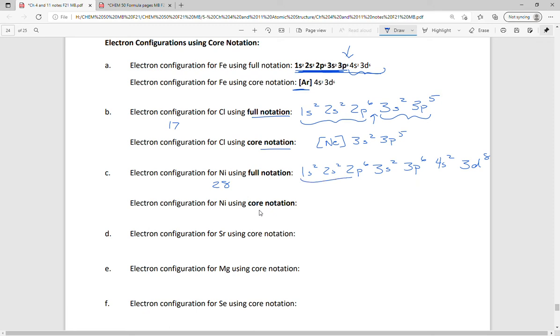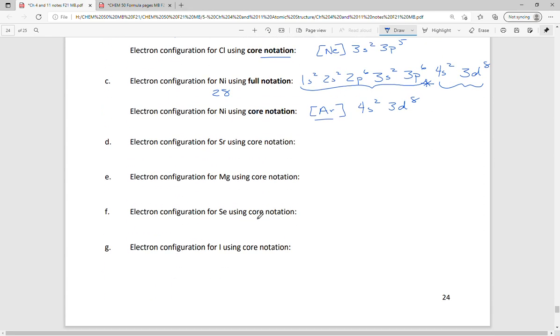I could take all of this. The closest preceding noble gas would be argon, and all of that is abbreviated into argon. It's always after the p orbitals that you can kind of shorten this up. And then I'd list everything else after the argon. So 4s2 and 3d8. Doing the last three here, they're definitely shorter. You can do them with full notation and then core notation, or you could just use core notation for these.